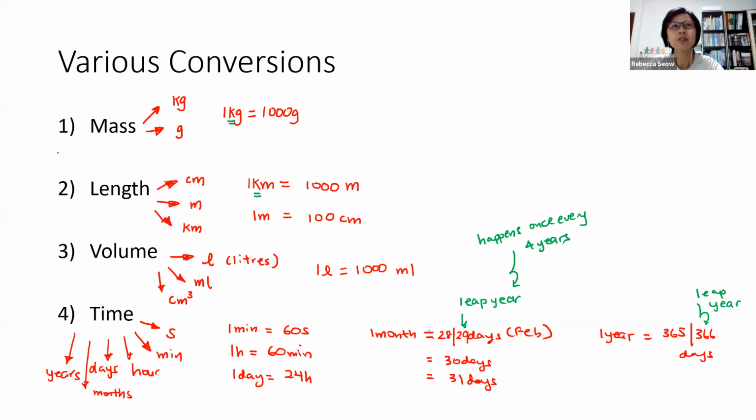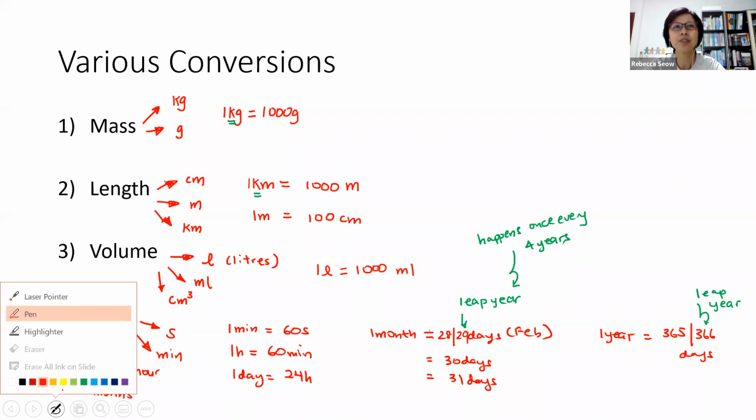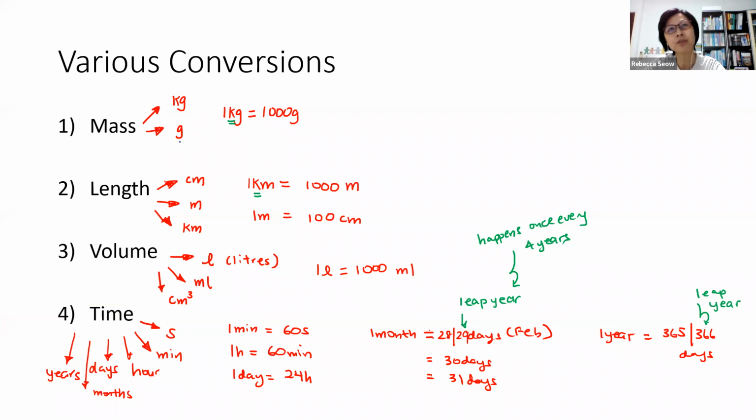If we look at the units of mass, we have kilograms and grams. The conversion between kilograms and grams is that for every 1 kilogram, it will be 1000 grams. Length: you will have learned about centimeters, meters, and kilometers. 1 kilometer can also be written as 1000 meters. 1 meter can also be written as 100 centimeters.